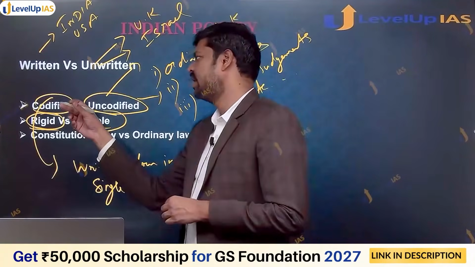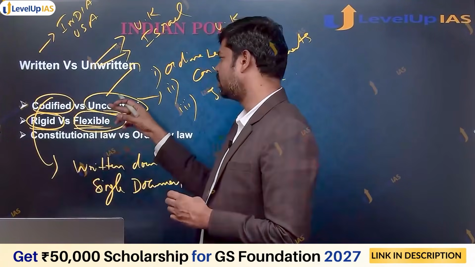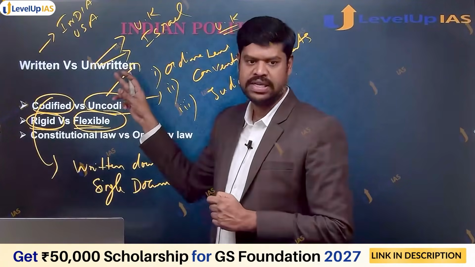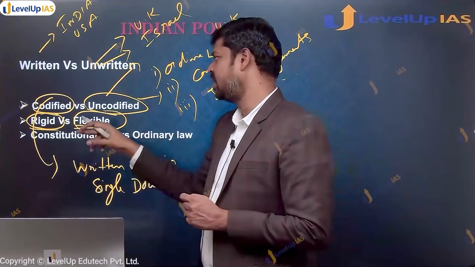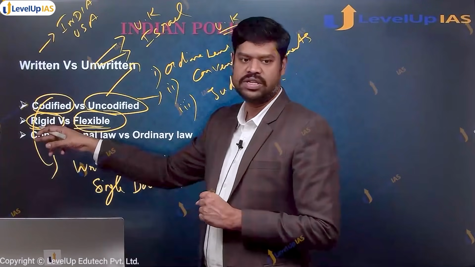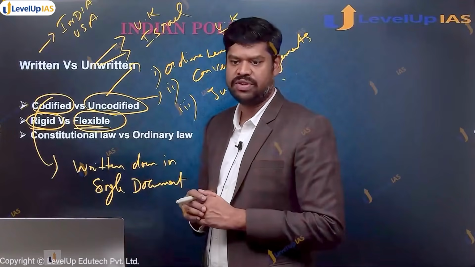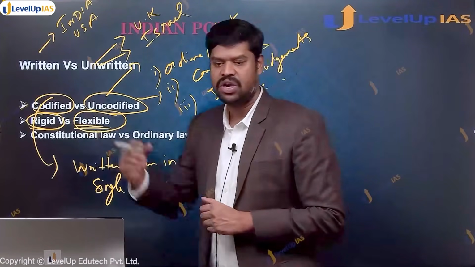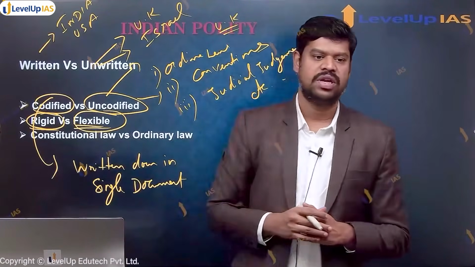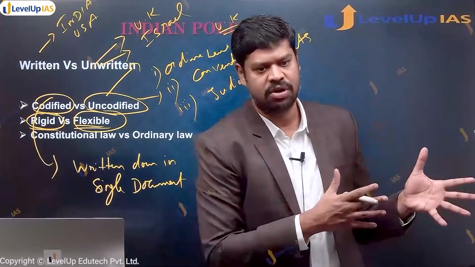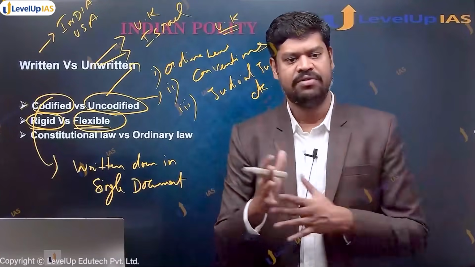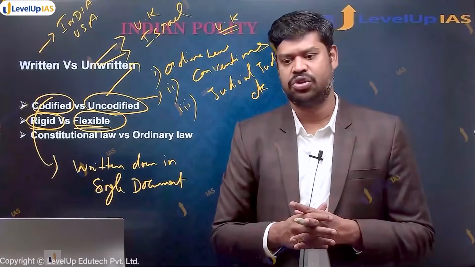So try to understand the differences. First, it is codified, that is written down in one single place. Second, mostly the written constitutions are rigid, the unwritten constitutions are flexible. Normally, with regard to a written constitution, there used to be a specific body similar to the Constituent Assembly, which may not be the case in an unwritten constitution.